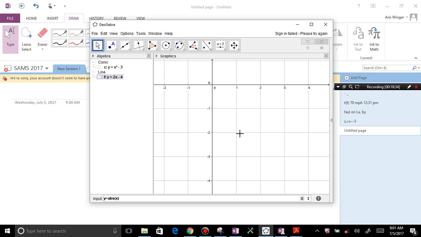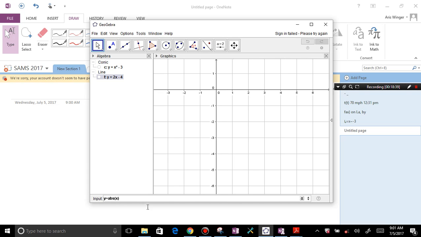Oh, it's not the absolute value. Oh, how does it not know what the absolute value is? You think it's going to work if I put 2 bars? Say it again. Oh, there it is.